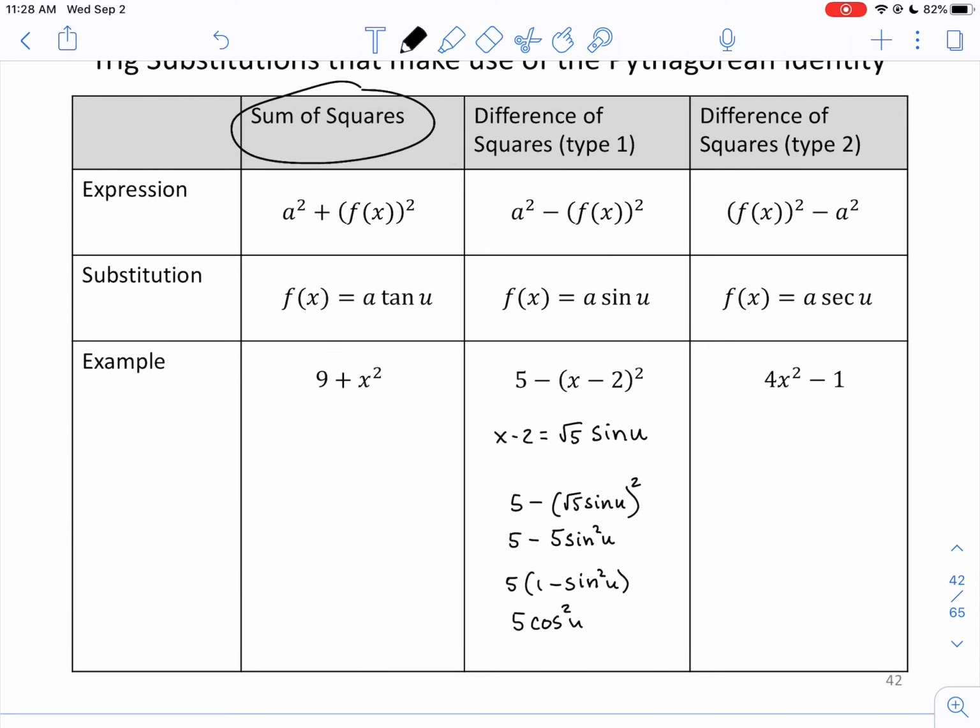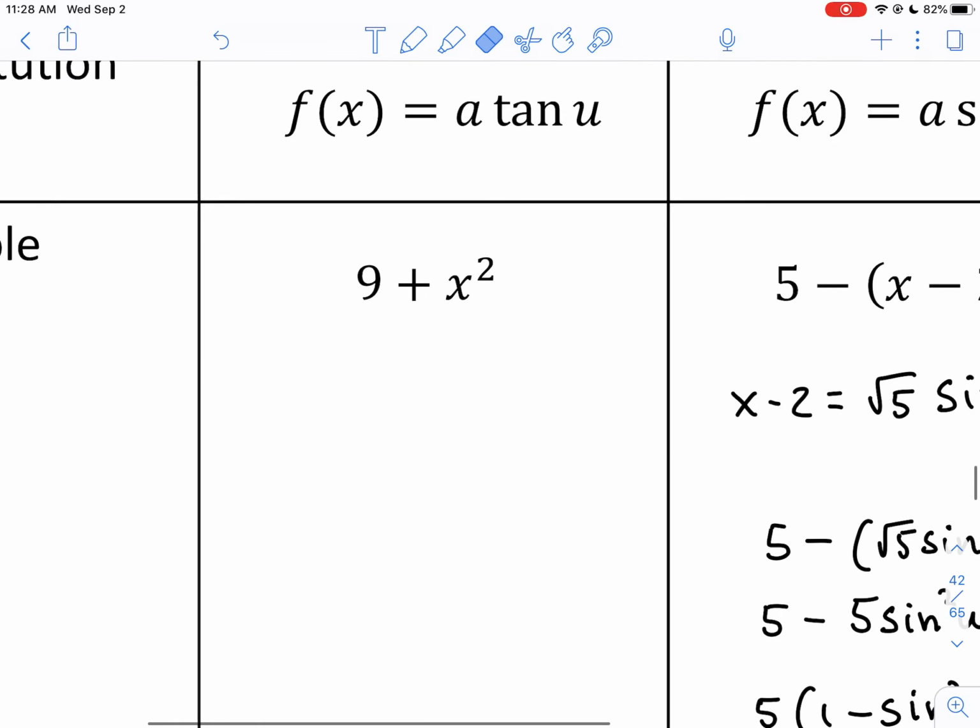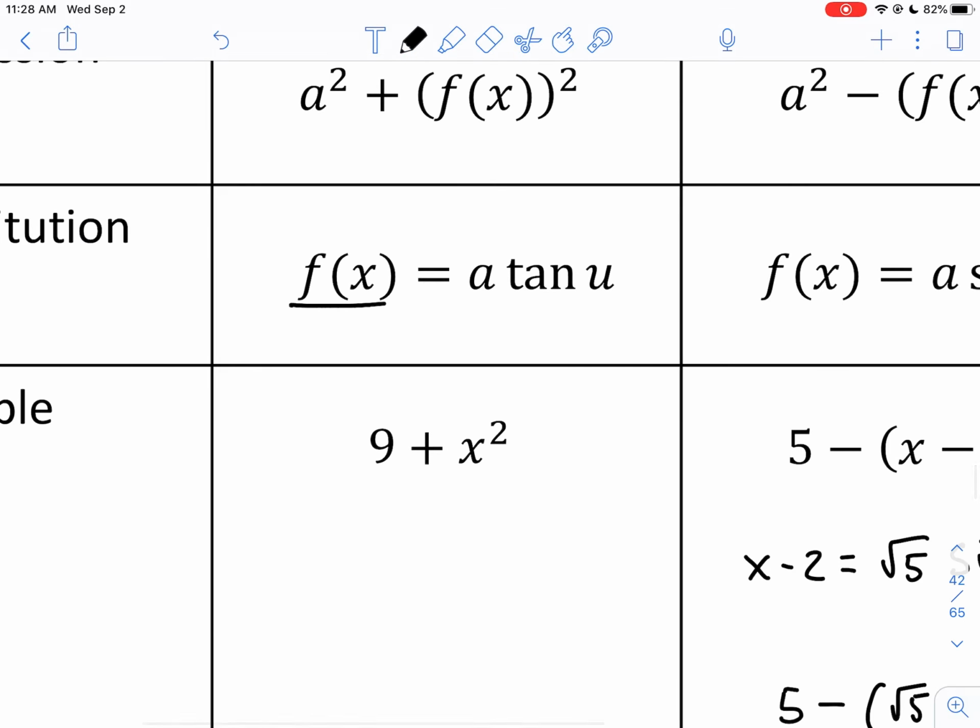Now let's go over to this case over here, a sum of squares. If you have a sum of squares, something of the form a number plus a function squared, then you want to use this trig substitution. Let's illustrate it with this 9 plus x squared. The f of x in this role is just whatever's being squared. So in this case, that's just x.